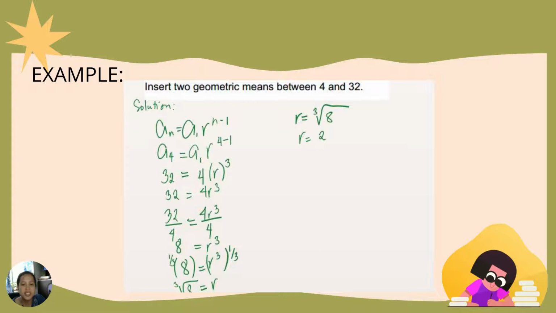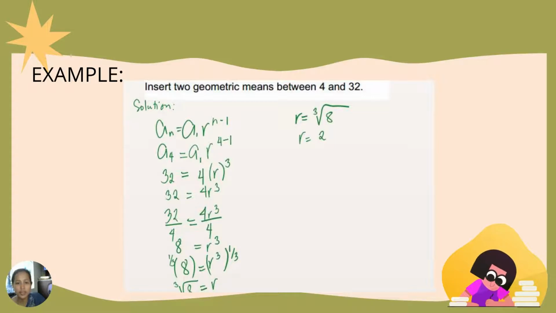Then we have 32 over 4 is equal to 4r cubed over 4. We are going to divide both sides by 4 in order for us to find the value of our r. So we have r cubed is equal to 8. 32 divided by 4 is 8. So we are not yet done. We still have 3 in our exponent for r.